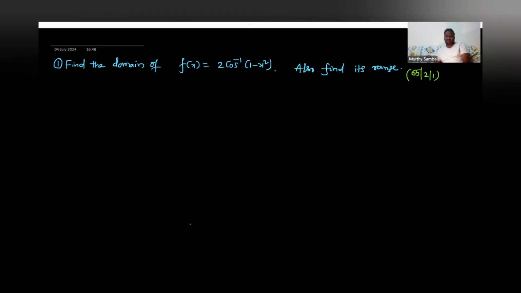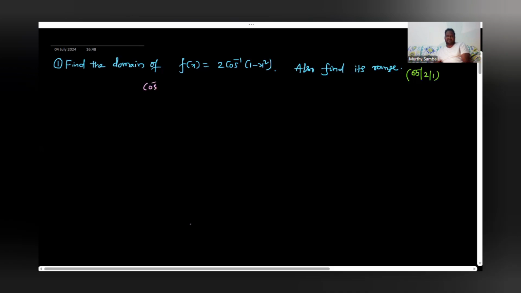What are all the inputs that this 1 minus x square takes? Basically, cos inverse x always lies between 0 and pi, and x always lies between -1 and +1. But here it is not x, it is 1 minus x square. Therefore 1 minus x square lies between -1 and +1. Then you have to solve this inequation and get the value of x.